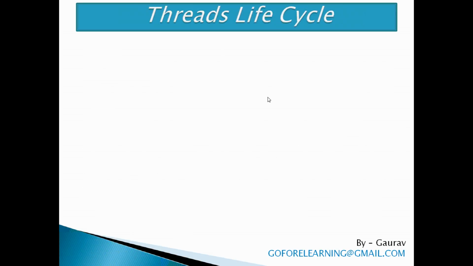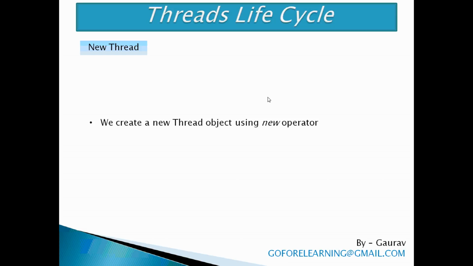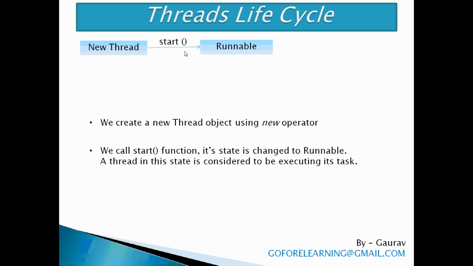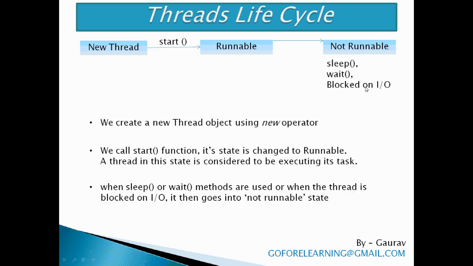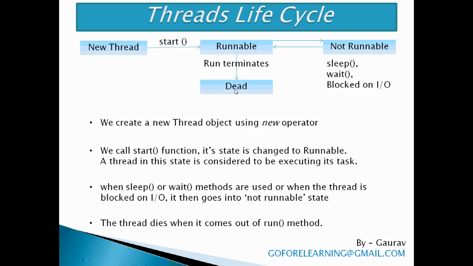Next is thread lifecycle. When we create a new thread object using the new operator, the thread state is new thread. At this point, the thread is not alive. When we call the start function on the thread object, its state is changed to runnable. A thread in this state is considered to be executing its task. When the thread is in runnable state and sleep or wait methods are used, or when the thread is blocked on input output, it goes into not runnable state. From not runnable state, the thread comes back to runnable state and continues running the statements. The thread dies when it comes out of the run method.